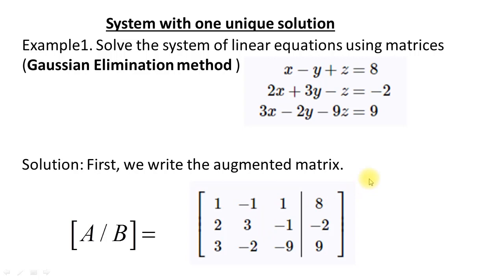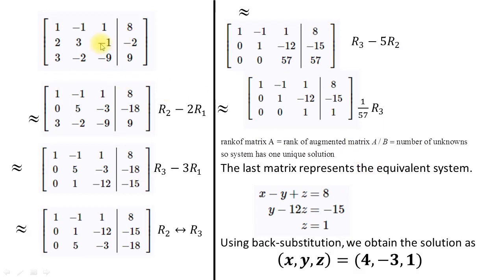Now perform row operations to convert this augmented matrix to echelon form. So this is the augmented matrix, and now subtract 2 times R1 from R2. We obtain 1, minus 1, 1, 8, 0, 5, minus 3, minus 18. Multiply the first row by 2 and subtract from R2. 2 minus 2 is 0, 3 minus 2 is equal to 5, minus 1 minus 2 is minus 3, and 2 times 8 is 16, minus 2 minus 16 is equal to minus 18.